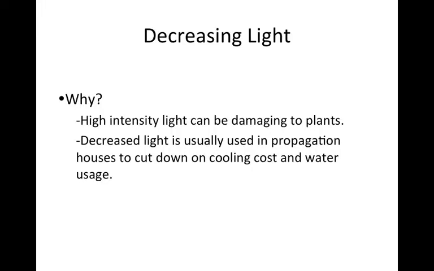So that brings us finally to decreasing light. So we have to ask, why do we even want to decrease light? We might want to decrease light because high-intensity light can be damaging to plants. As mentioned earlier, the more light that you have striking a plant, the warmer the plant is likely to be. Decreased light is also used in propagation houses to cut down on cooling costs and water usage.